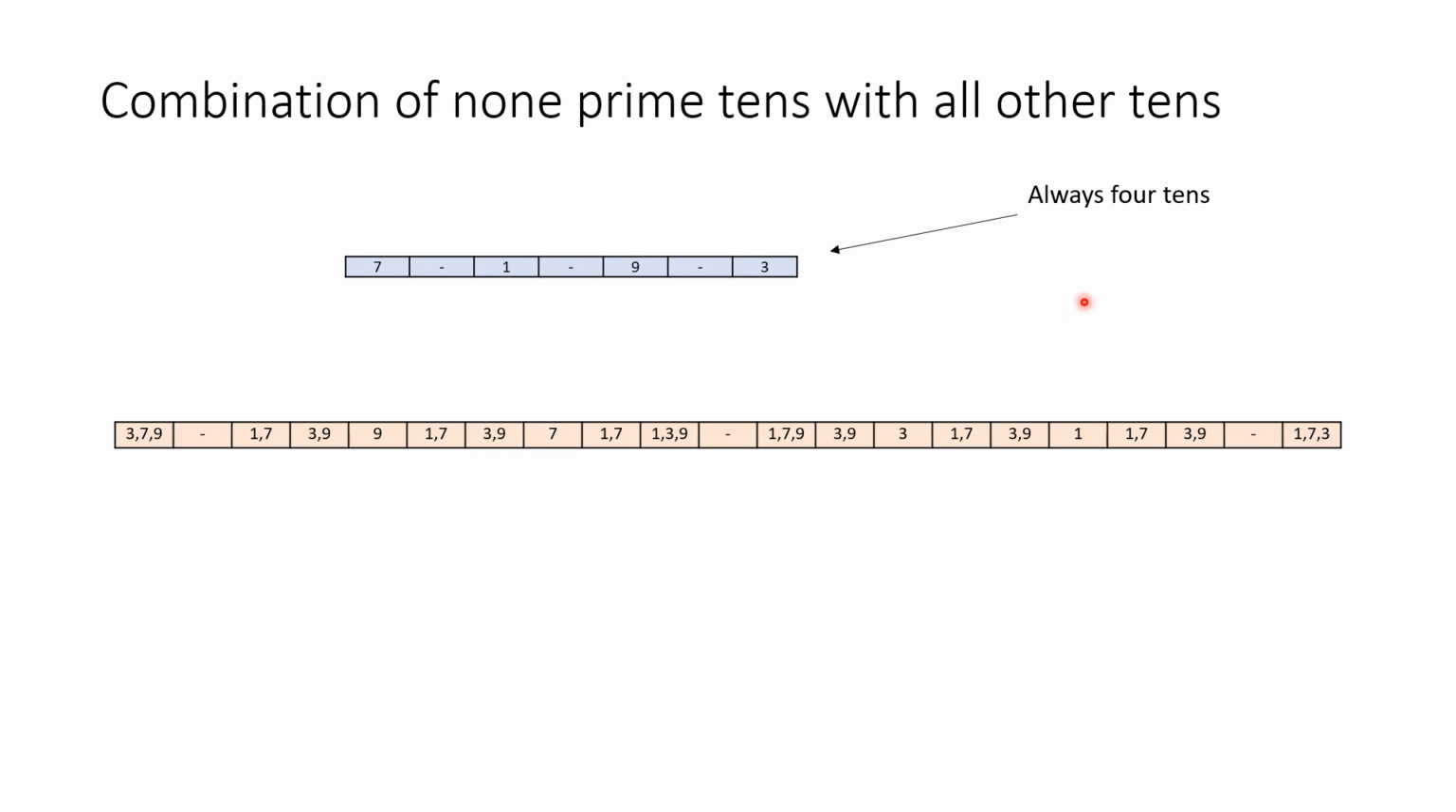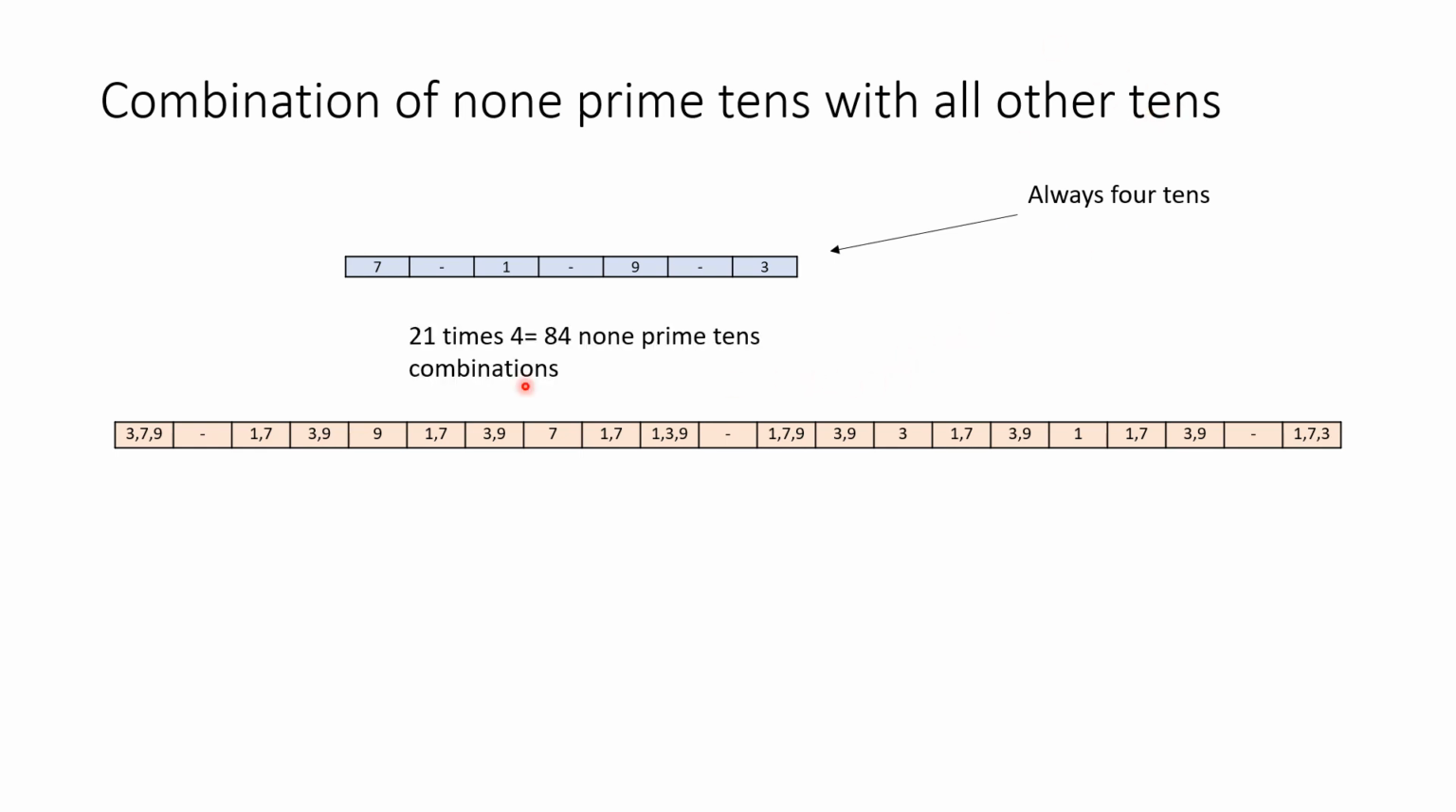So we have here the combination of non-prime tens with all other tens. This is very important so we understand why so few prime tens appear and we don't see them so often. The non-prime tens are going to combine with all other tens of the cycles to form much more non-prime tens.